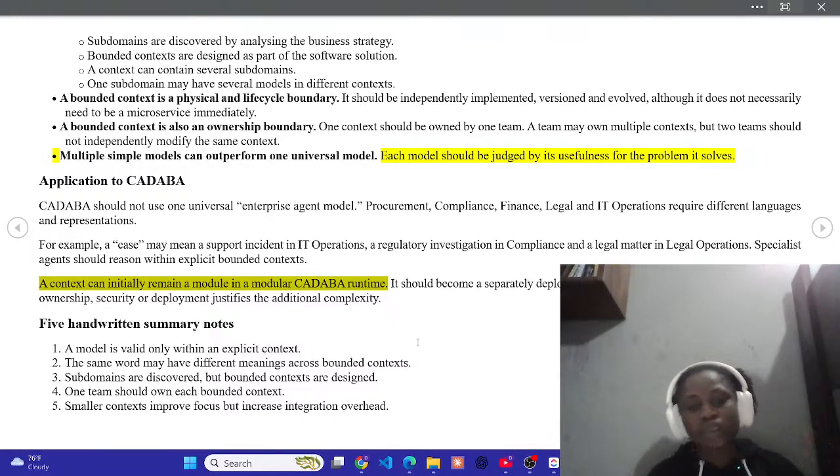Do not mix the data of a legal team with the data of an HR team, even if there is some element of interconnectedness between them. Do not connect them, even though they are connected. Even though they are connected, let them be built separately. So that's why in this book, you will see sometimes that one team should own each bounded context. That is, one team should own each domain.